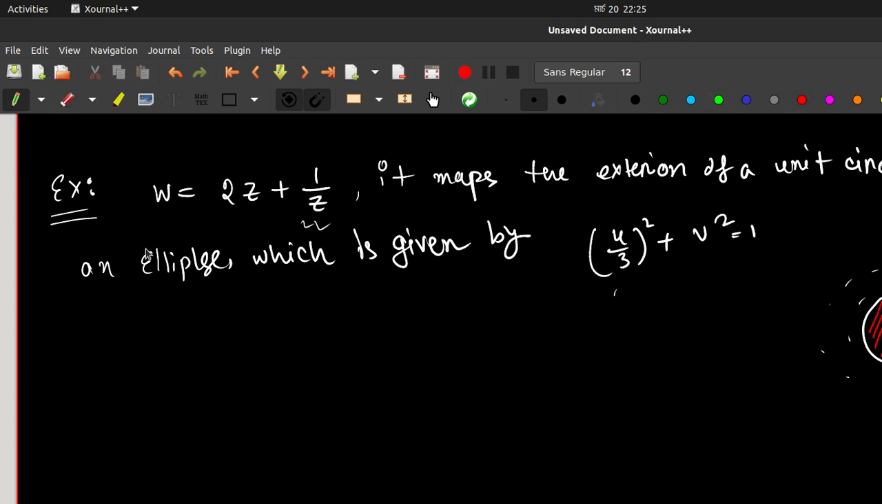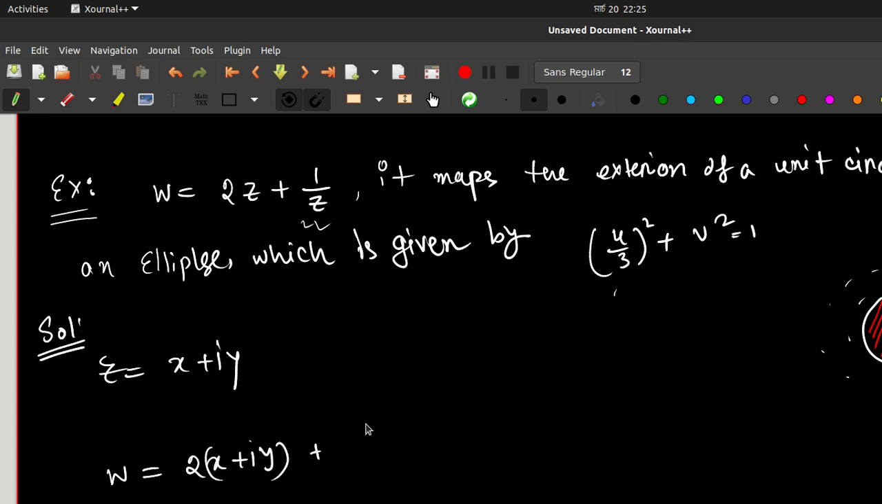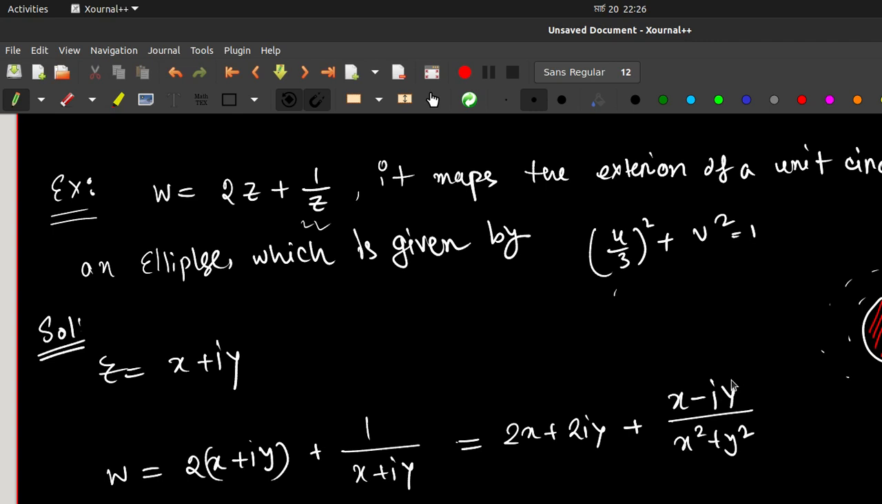So this is the solution. We write z as x plus iy, and we just put it over here and see what happens. So w is equal to 2 times (x plus iy), then you have 1 upon z, that is 1 by x plus iy, right? But we don't want to keep a complex number in the denominator, so we write it as 2x plus 2iy plus (x minus iy) over x squared plus y squared. If you want to keep the real and the imaginary parts together, you can do that from here, but I won't do it right now.